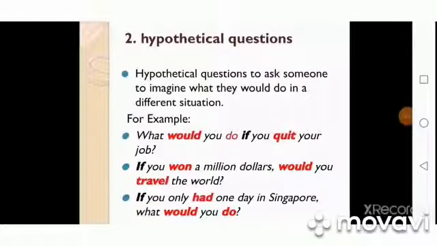To ask someone to imagine what they would do in a different situation. So these situations are not real, but it's kind of fun to ask these types of questions. It really helps to keep the conversation going sometimes.